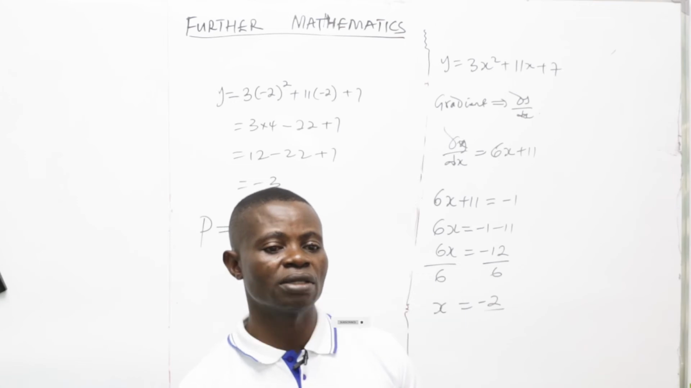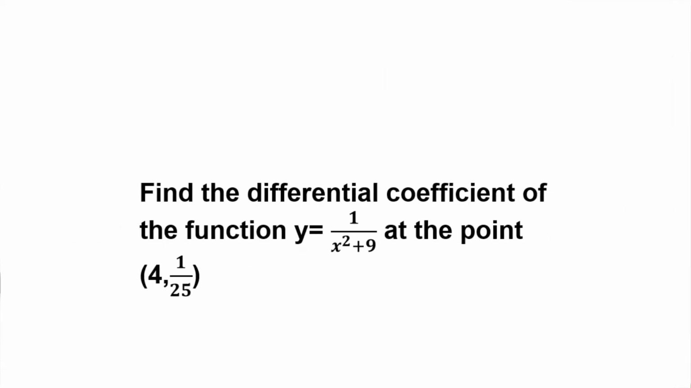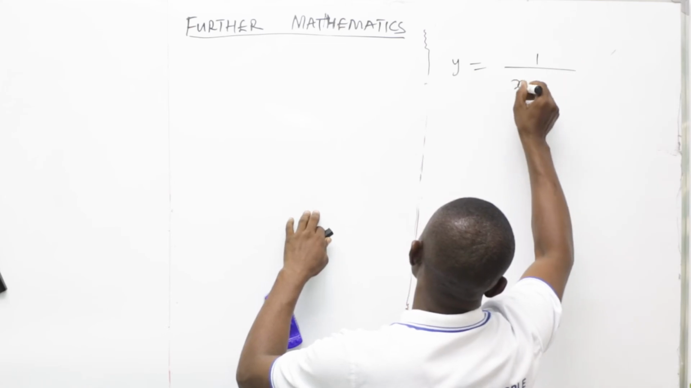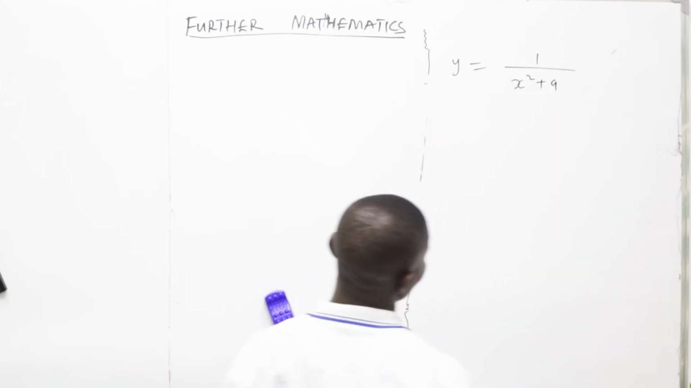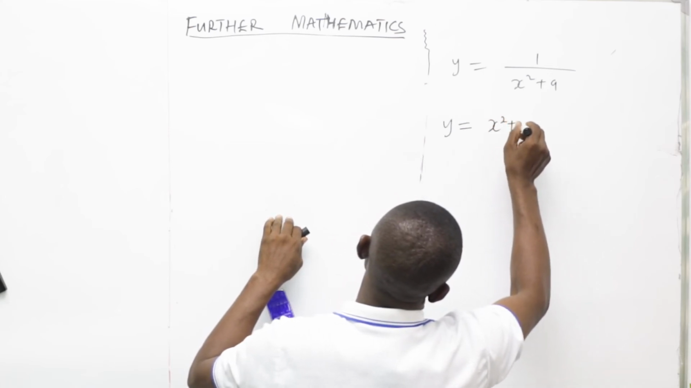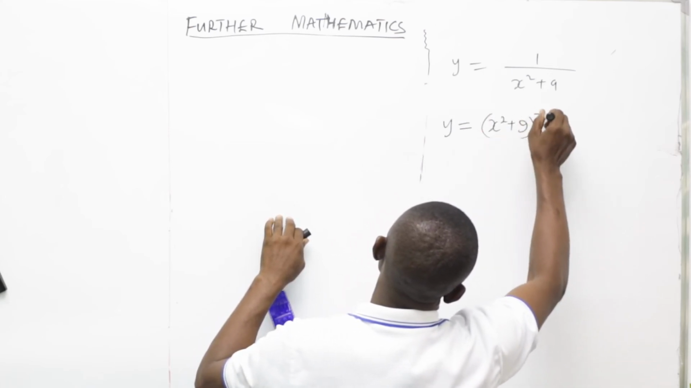Let's take a look at another one. Find the differential coefficient of the function y equals 1 over s squared plus 9 at the point 4, 1 over 25. So, let us take that question and solve it. You have y equals 1 all over s squared plus 9. This is the same thing as saying s squared plus 9 all raised to the power minus 1.